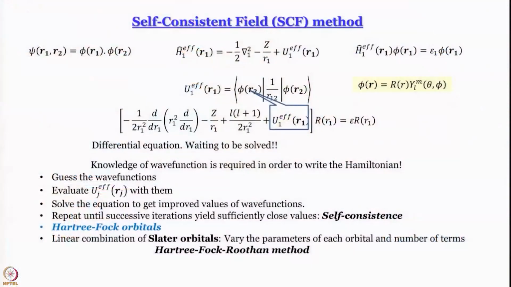So, here at our level for now we talk about linear combinations of Slater orbitals as the initial guess, and then we keep on using this self consistent field method until we get convergence. Okay. This is called the Hartree-Fock-Roothaan method, which we might mention in the next class.